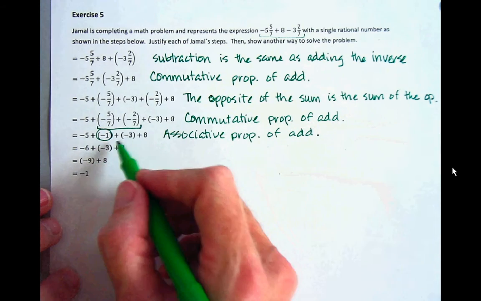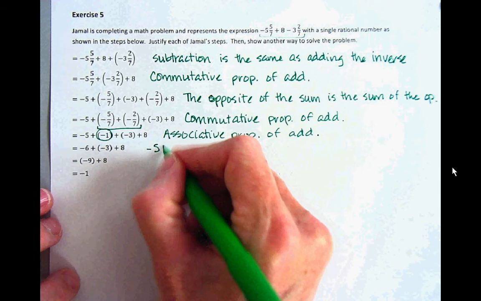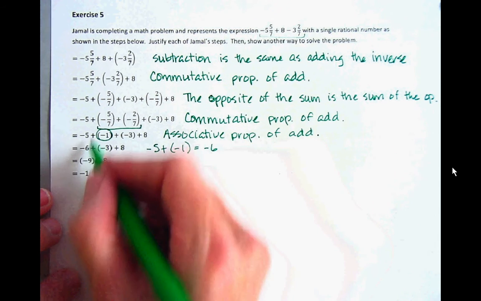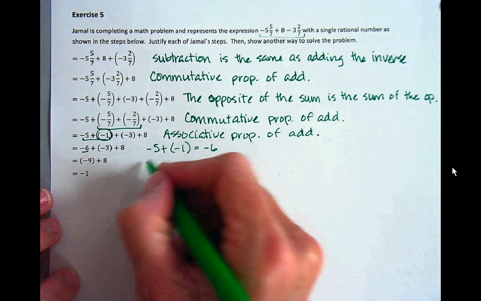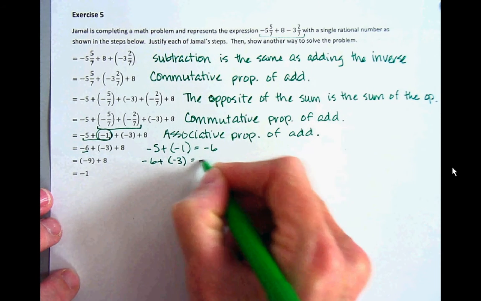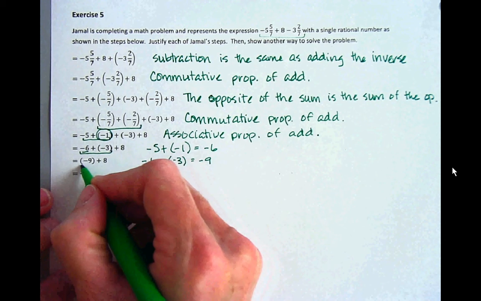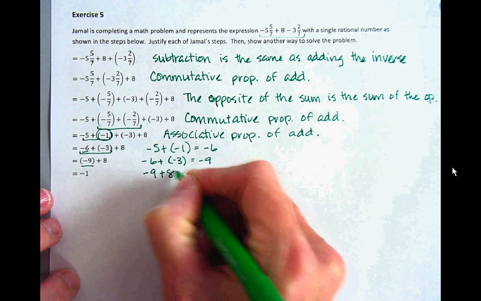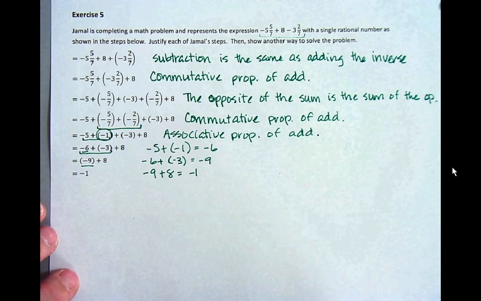And then here, the difference between this step and this step is we've just added. So this is minus 5 plus a minus 1 equals a minus 6, because we've gone from here to here. And then the next step is minus 6 plus a minus 3 is a minus 9, because we have minus 6 and minus 3 is now minus 9. And then the last part was minus 9 plus 8 is minus 1. Okay? So that's how you would list out the steps.